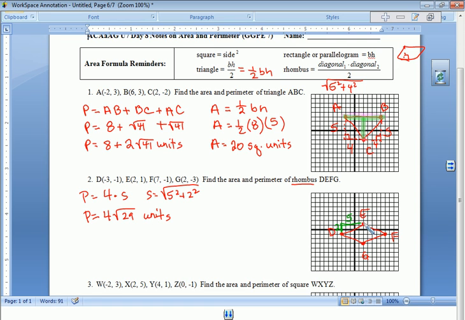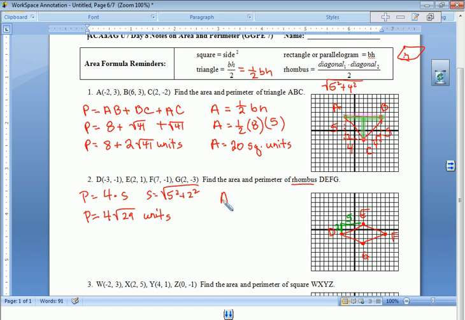Well, DE is the square root of 29, and EF is the square root of 29, and FG is the square root of 29, and DG is the square root of 29. So there are 4 square roots of 29 to give us the entire perimeter of the entire rhombus.